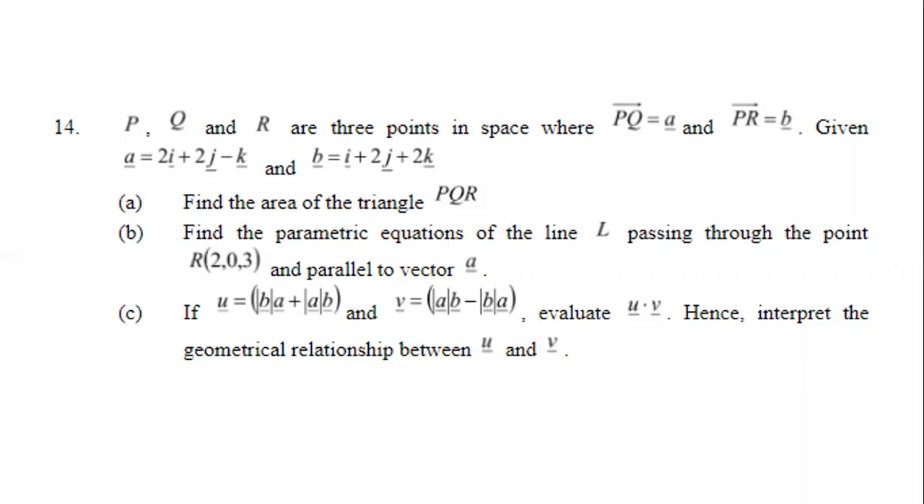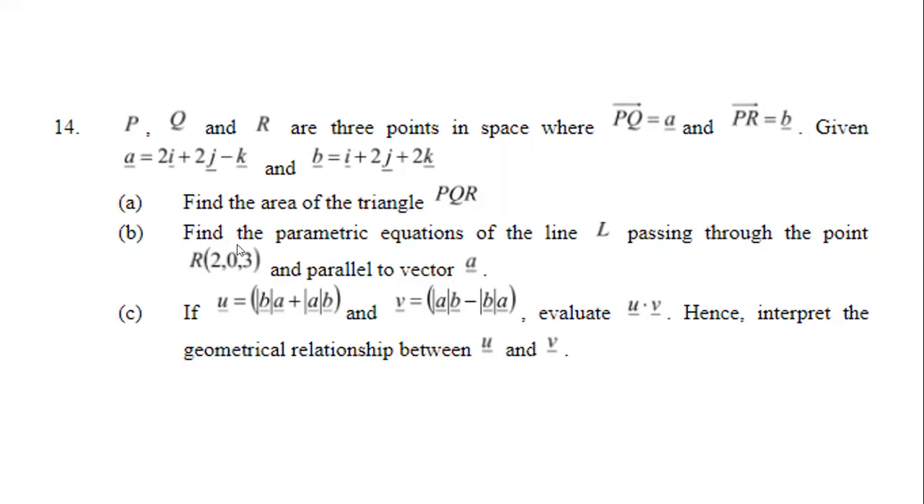And (b) find the parametric equation of the line L passing through the point R(2, 0, 3) and parallel to vector A. (c) If vector U equals magnitude of B times vector A plus magnitude of A times vector B, and vector V equals magnitude of A times vector B minus magnitude of B times vector A, evaluate vector U dot vector V. Hence, interpret the geometrical relationship between vector U and vector V.